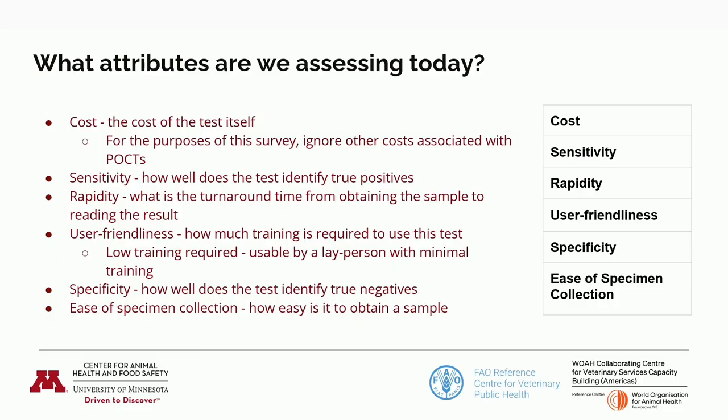And then also ease of specimen collection. How easy is it to obtain a sample? The easiest, of course, would be using a chew rope to obtain oral fluids. And the most difficult that we are assessing would be obtaining blood, because you would have to have somebody restraining the hog, you have to have needle, syringe, and your blood tubes. So that is the most difficult specimen we are assessing.